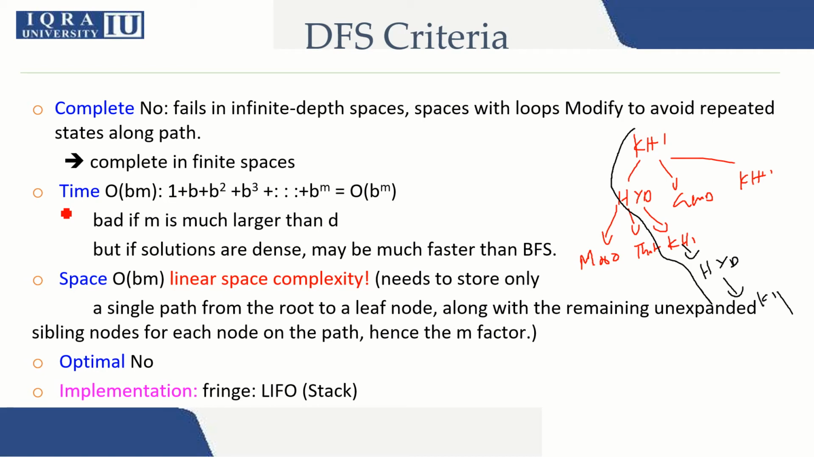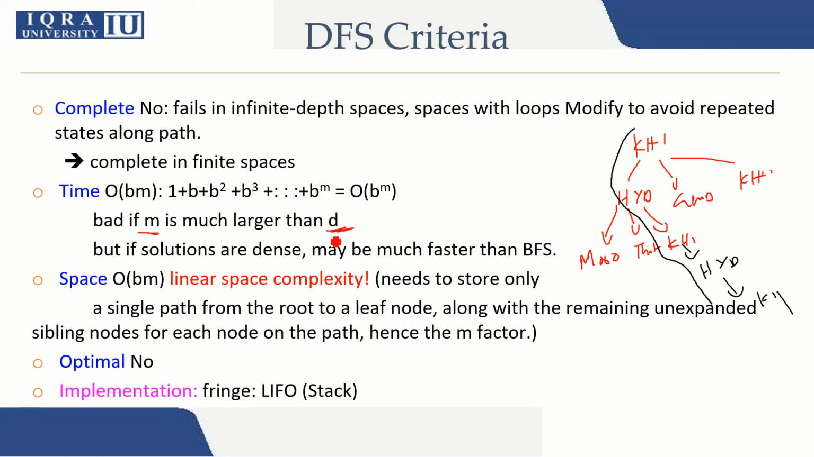So we have to modify the loop. That's why we keep track of the explored states and the closed states, to keep track of all these repeated states, and that's how we can avoid these infinite loops. In finite spaces, it is complete. Time is b to the power m, because you can easily observe that if the solution is at the rightmost corner of the tree, then we have to explore the whole tree to get to it, and the whole tree contains b to the power m nodes. So if m is larger than d, it's very bad.